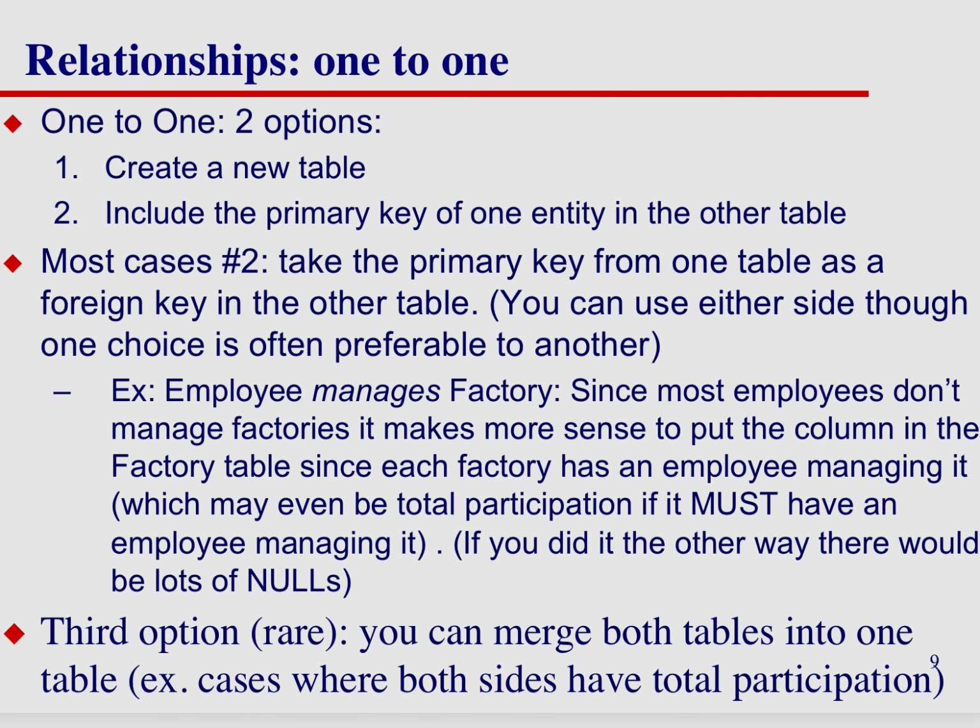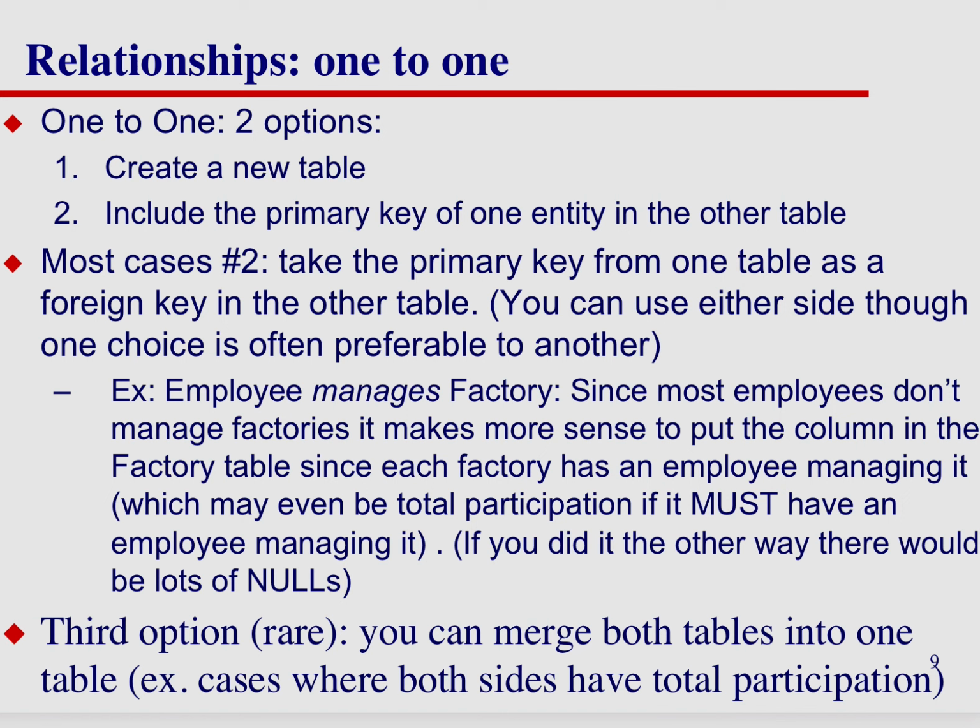So now we're on one-to-one. We did many-to-many. We did one-to-many. And now we're going to do one-to-one. So for one-to-one, we can also have 2 options. Actually, we have 3 options, but I'll do the first 2 more common ones. We can create a new table, or we can include the primary key of one entity into the other. Which is very similar to our other cases. In general, usually, you would do number 2. So you could take the primary key from one table and put it as a foreign key in the other.